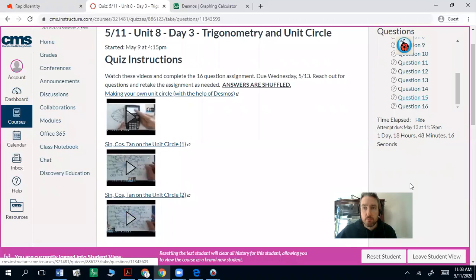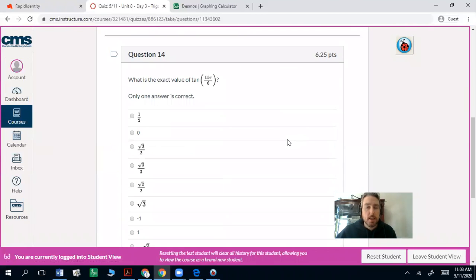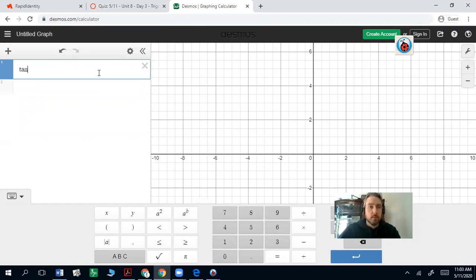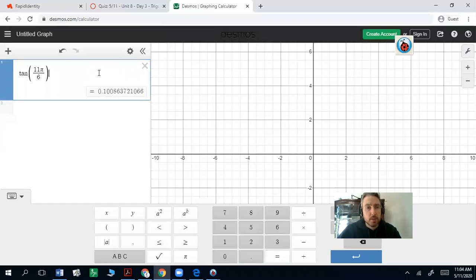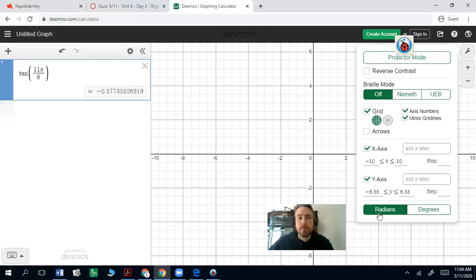Let's say 14. All right, 14 is tan of 11 pi over 6. Tan of 11 pi over 6. All right, let me clear these out. Tan parentheses 11 pi slash 6. Well, that decimal doesn't make sense. So let's click there, and let's click our mode to radians.